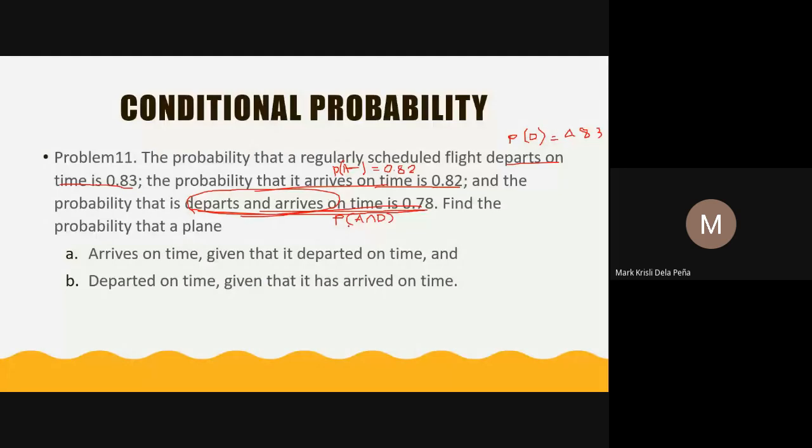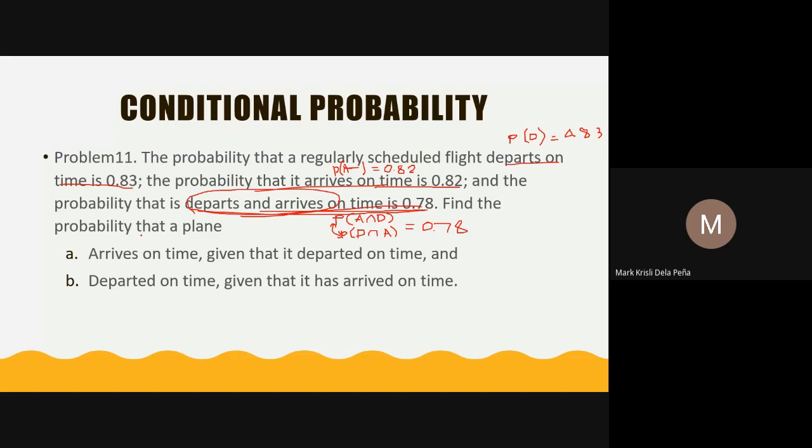Again, we can interchange this by the rule of Boolean algebra, or even of sets, using the commutative law. So we can just say that these two are equal, which is equivalent to 0.78. So we now have the given values. The probability that the plane departs on time is 0.83, that it arrives on time is 0.82, and that it both departs and arrives on time is 0.78. Now, we are asked to find the probability that the plane arrives on time given that it departed on time, and also the probability that it departed on time given that it has arrived on time.